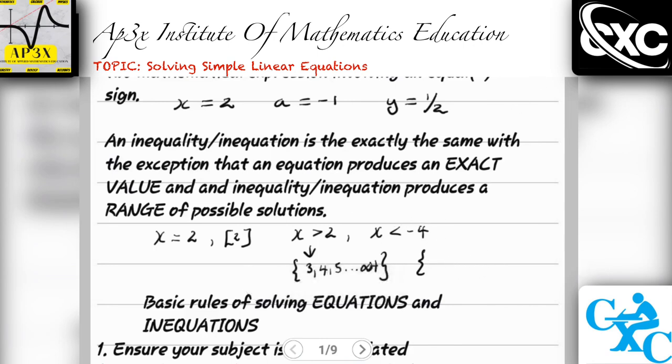You're looking at, say here, minus 5, minus 6, minus 7, and so on, all the way to minus infinity. So an equation is going to give you an exact value, but an inequation is going to give you a range of possible solutions such that when you substitute any of those values, the equation remains true.